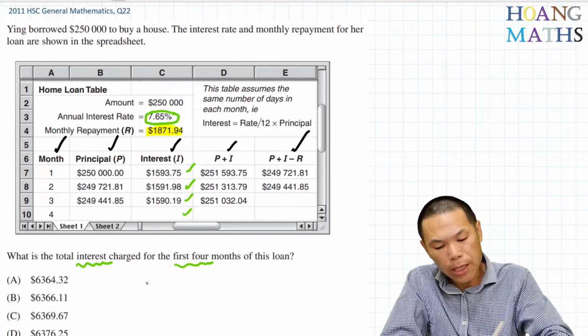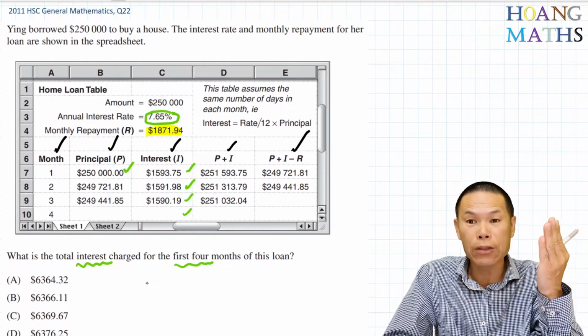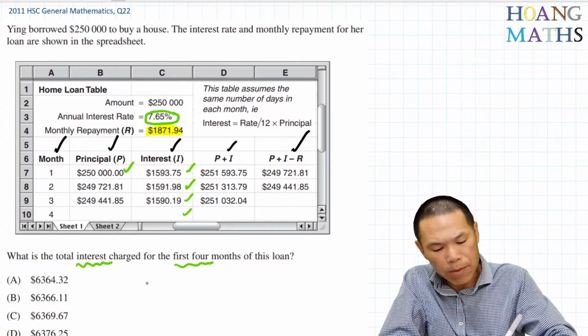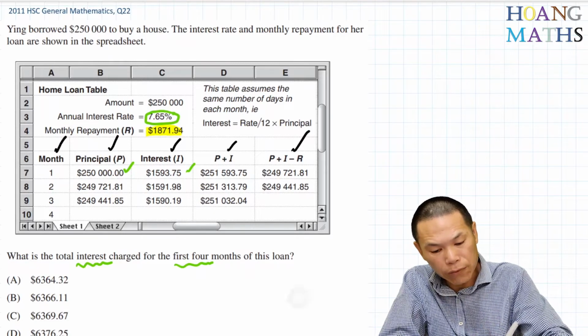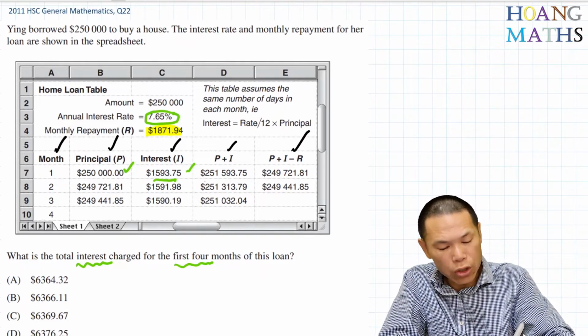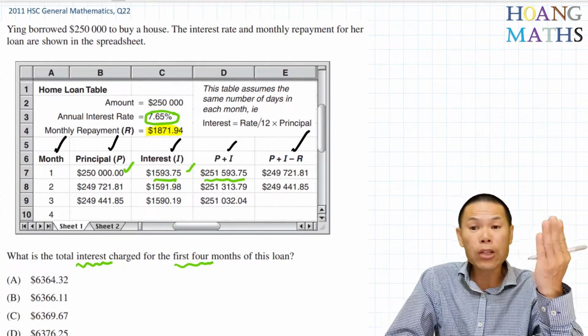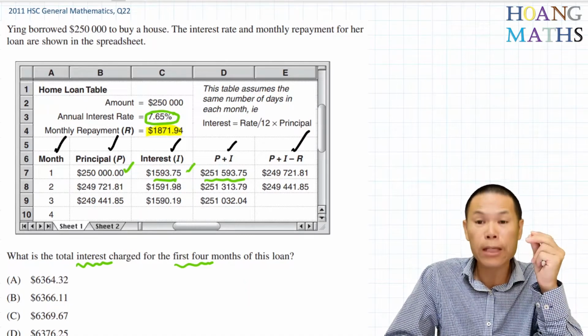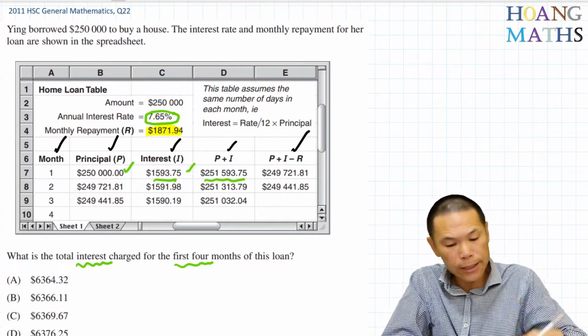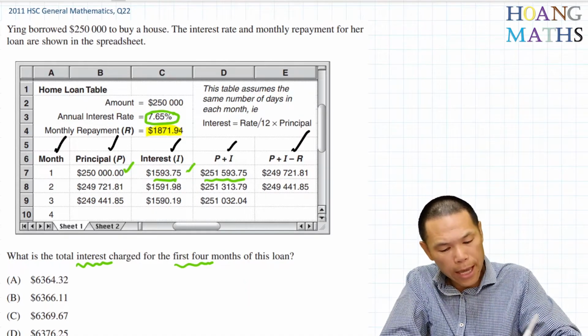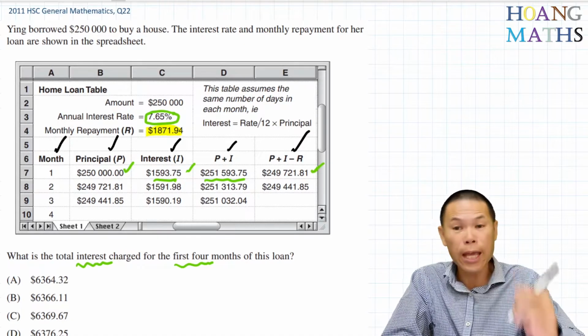We know that at the beginning, she owed $250,000. And at the end of the month, she had to pay this much of interest. And then we add that on top, that's how much she owed. But then she paid back $1,871.94, so it will be less that. So that will be the final balance at the end of the month.